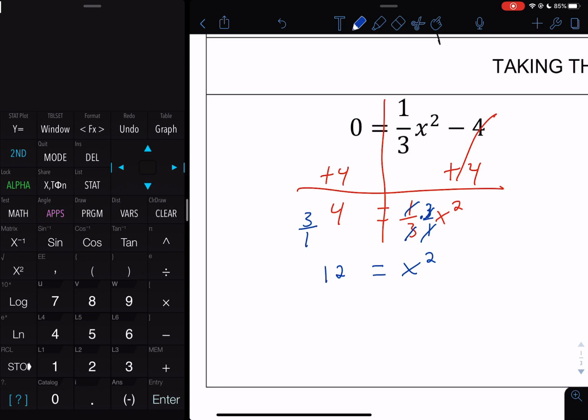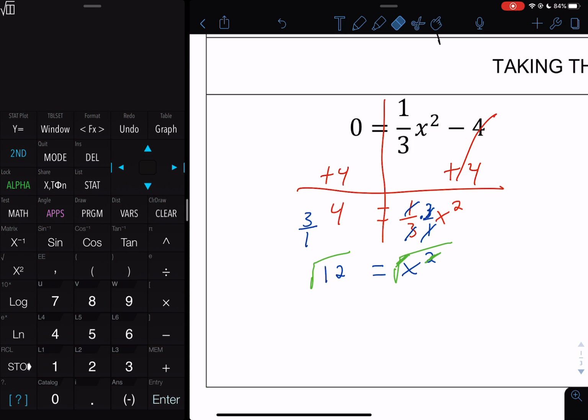So now how do I solve for x? What I need to do is apply the square root, because when I apply the square root, the square of the x cancels with the square root. So if I apply the square root to the right side, I need to apply it to the left side. So let me apply the square root to the 12. So that is simple. All I have to do is put it into the calculator.